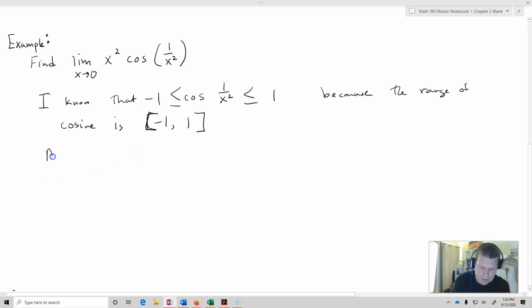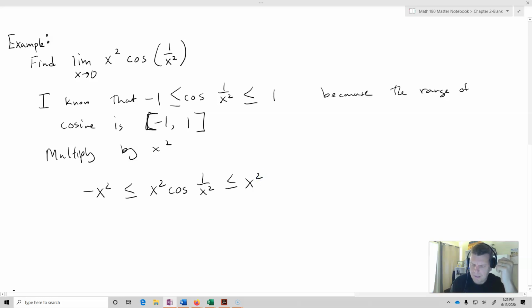I multiply x squared by everything. I get now negative x squared is less than or equal to x squared cosine 1 over x squared, which is less than or equal to x squared. That's true, I just multiplied by x squared on both sides, and x squared is always positive. No problem. Well, the limit as x approaches 0 of negative x squared equals 0. It's a polynomial, 0 is in the domain, just substitute. And the limit as x approaches 0 of x squared is equal to 0.